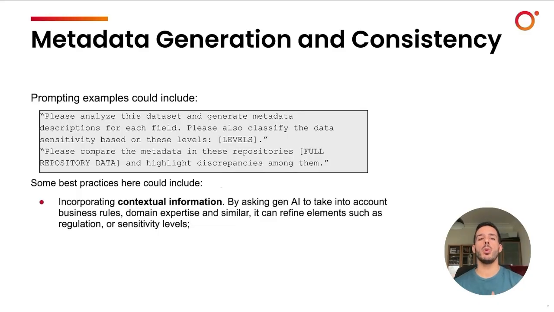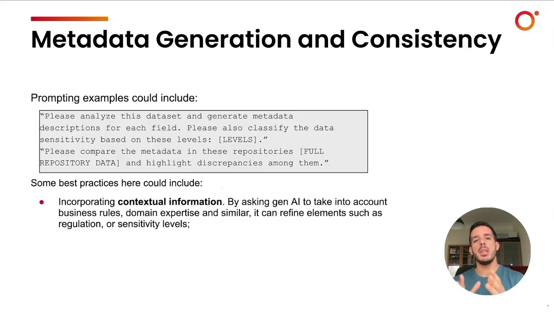Well, one of them is to incorporate contextual information. Remember, the more information that a text generative model has in terms of context, the better that it's going to perform its task. So by asking the text GenAI model to take into account business rules, domain expertise, existing metadata repositories, and similar, it can refine certain elements such as regulation or the sensitivity levels.